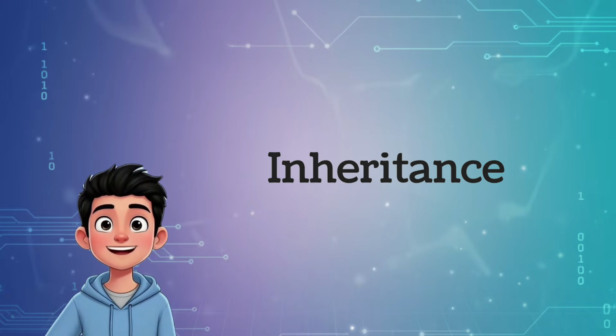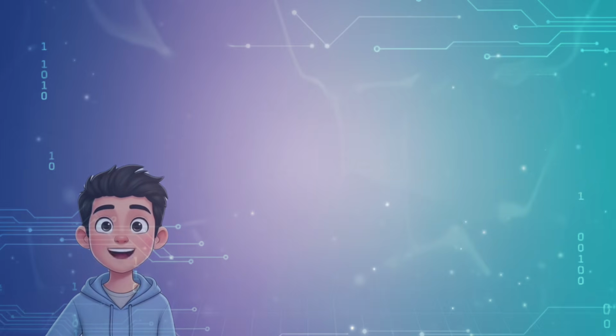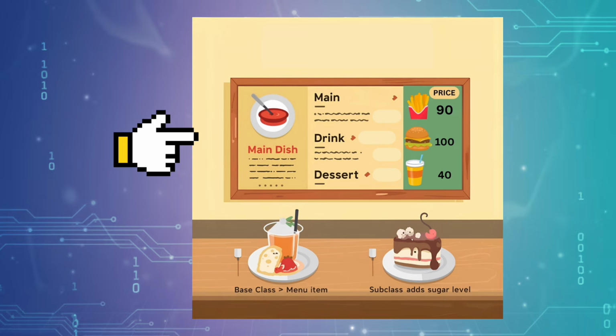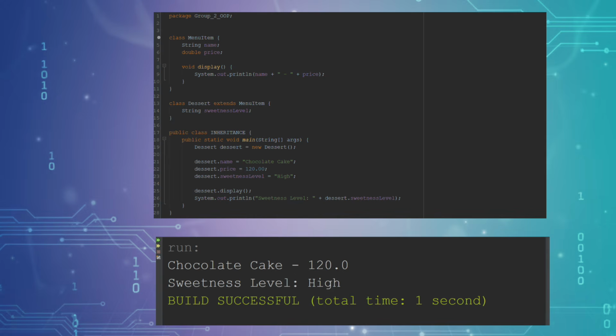Inheritance. Inheritance lets one class reuse and extend another's features, like a restaurant menu. All menu items share some common traits, such as name and price, but a dessert might also have an extra property like sugar level. Here is an example of inheritance. Dessert inherits the basic properties and the display behavior of menu item and can add more details such as sweetness level.